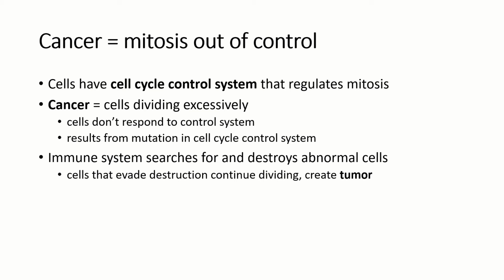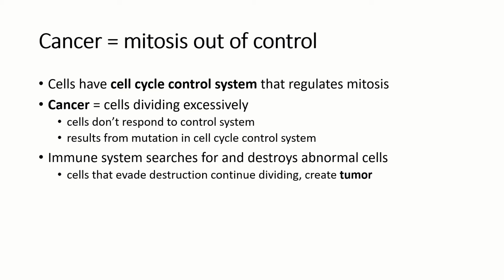But if the mistake happens in what we call the cell cycle control center, then it can result in unregulated mitosis. So the cell cycle control center is literally a part of the DNA that controls mitosis itself, when and how mitosis happens. If the cell cycle control system gets messed up, then mitosis is going to start happening over and over and over again without proper proofreading even. And that's what cancer is.